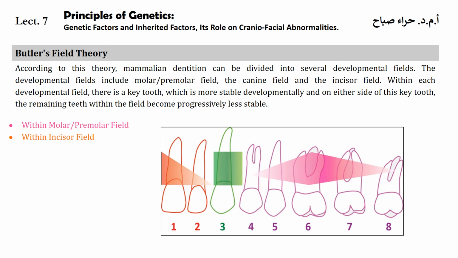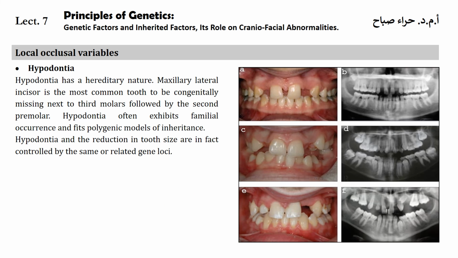Stable 1. The canine is the most stable tooth in the developmental field theory. So, according to this field theory, the local occlusal variables associated with genetics, as we see here, firstly, hypodontia. Hypodontia has a hereditary nature. Hypodontia means there is a congenital missing of a single tooth. Maxillary lateral incisor is the most common tooth to be congenitally missing, next to third molars, followed by the second premolars.